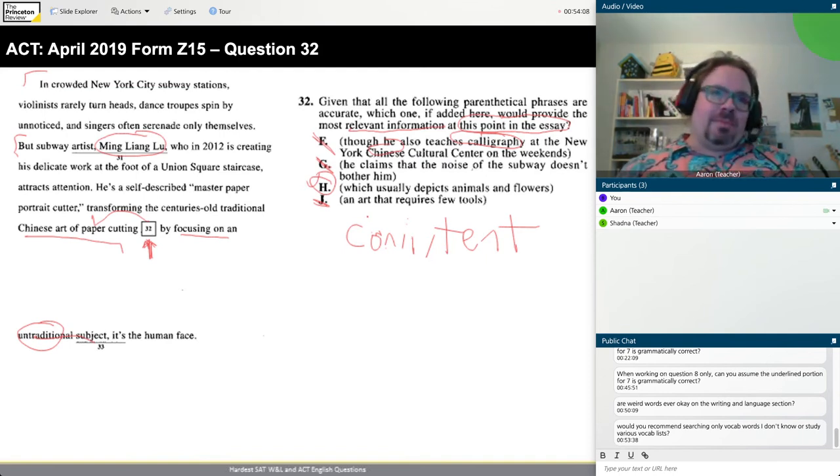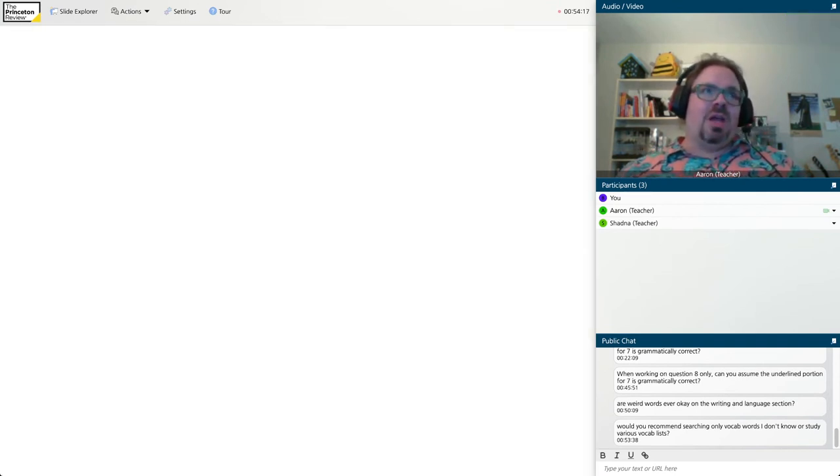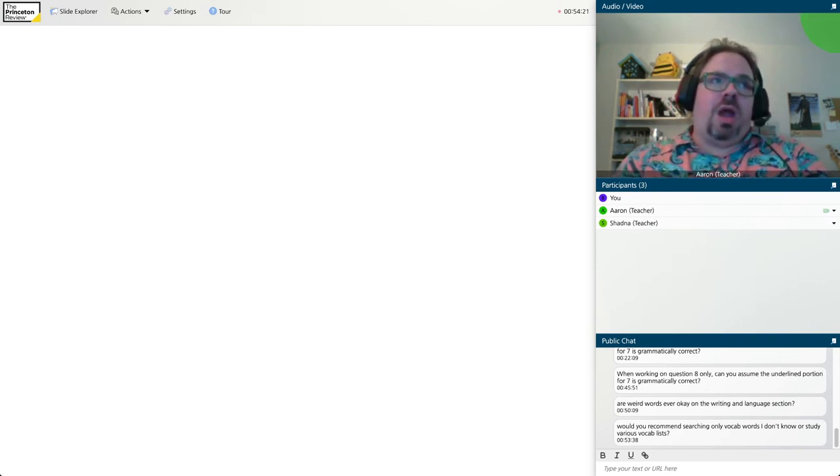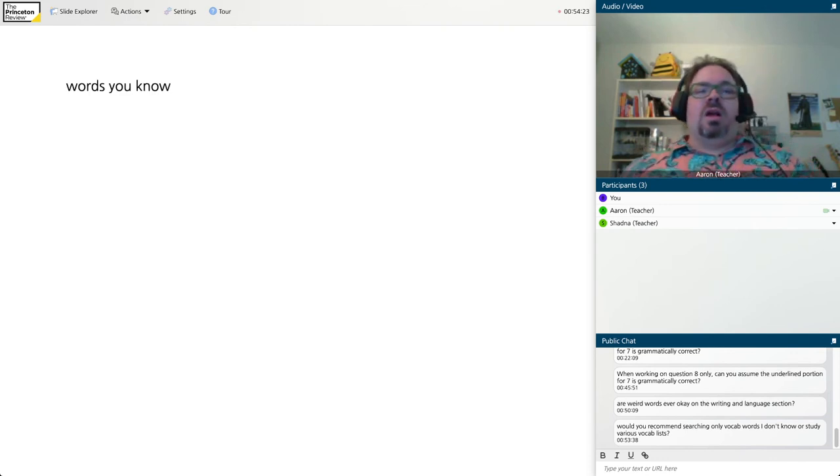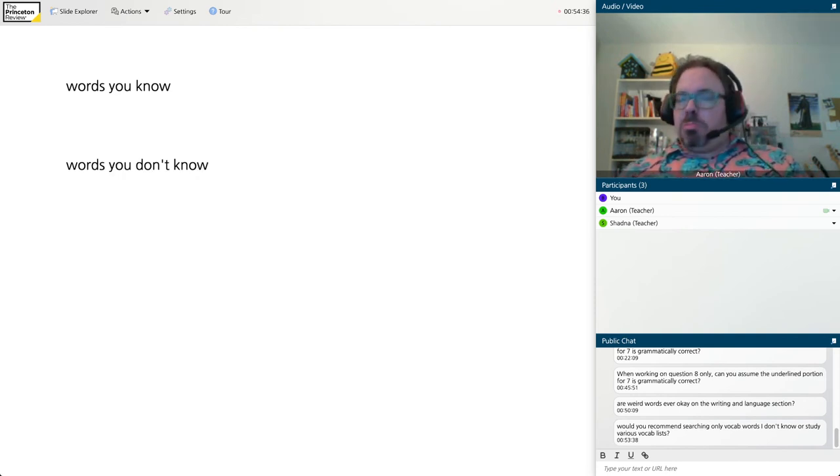Now, when it comes to vocabulary, one of the tricky things is that it's important to consider words not in just "do I know it or do I not know it," but really in three categories. So there's the words you know. These words you should spend no time studying. If you truly know the word, then you don't need to study it. The words you don't know: "I've never seen this word before in my life." Okay, obviously that's a word you should study.